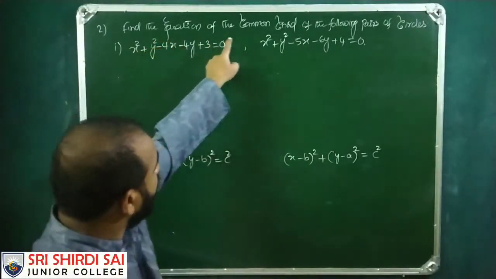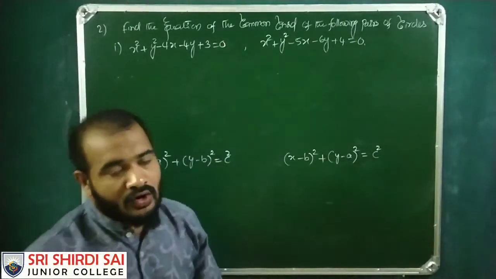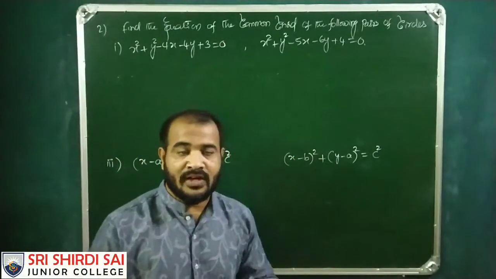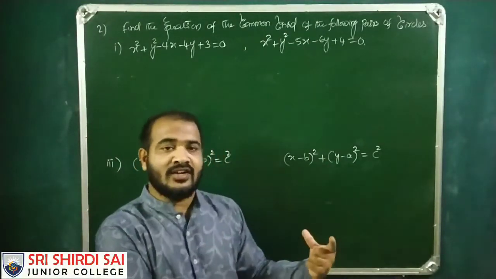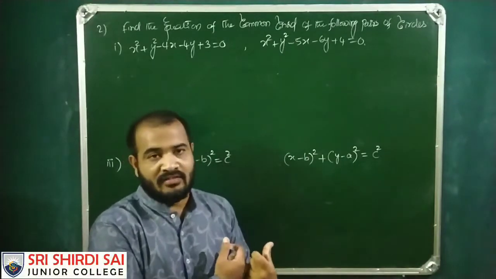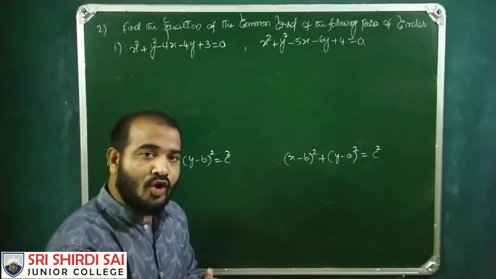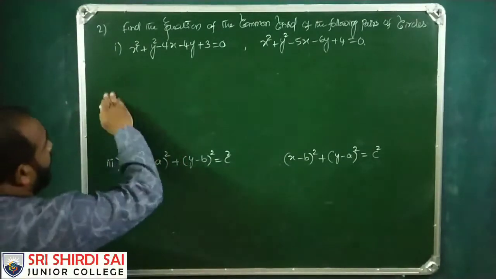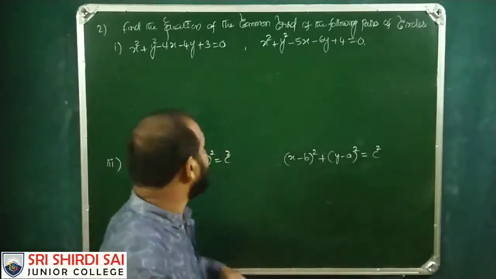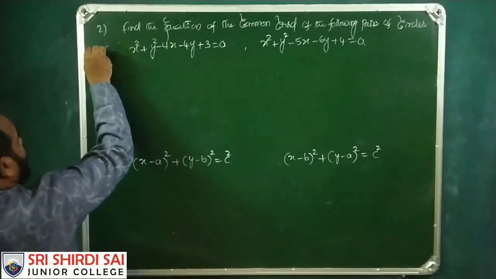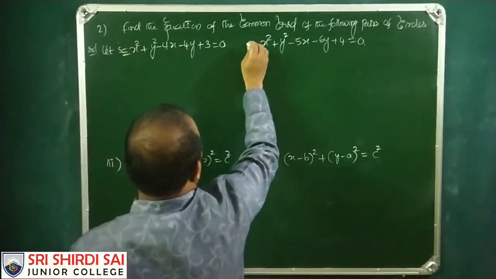Find the equation of the common chord of the following pair of circles. He is asking to find the common chord. That means these two circles, we can imagine as intersecting circles. For intersecting circles only, the common chord exists. So, for two intersecting circles, the radical axis is their common chord. Otherwise, the common chord is nothing but the radical axis. Solution. Let this be S and this be S dash.